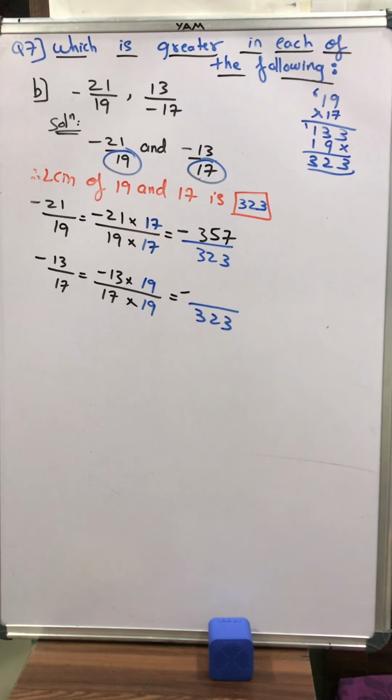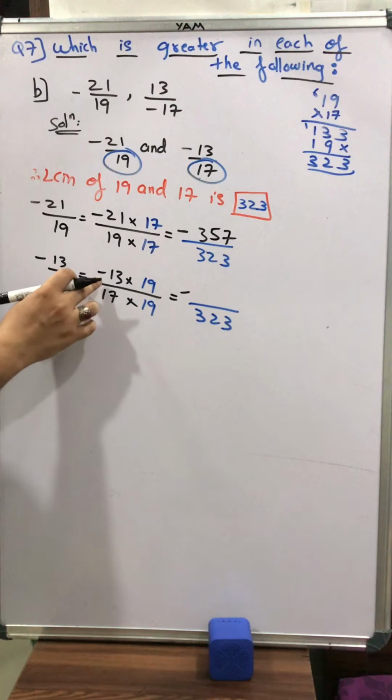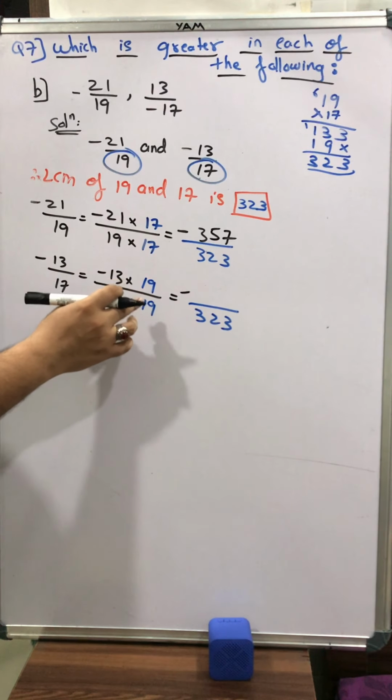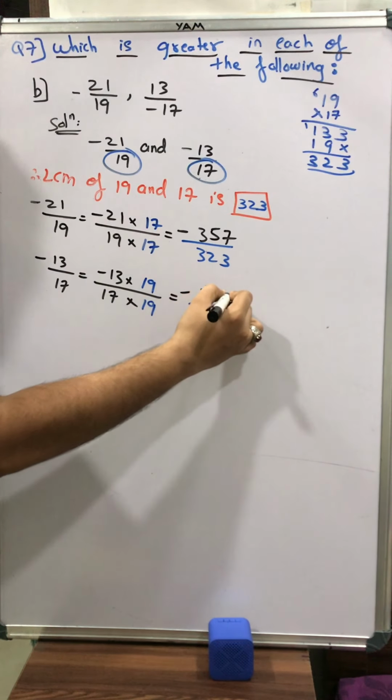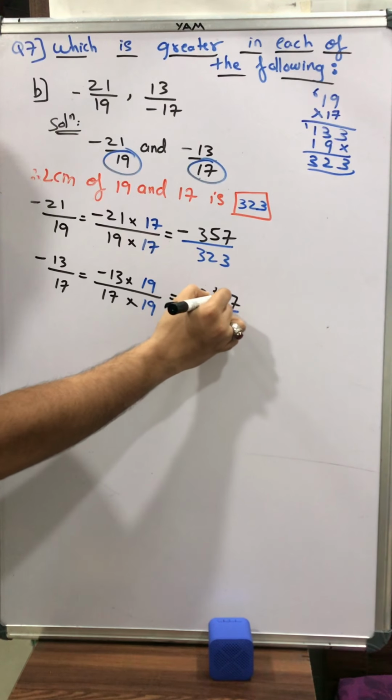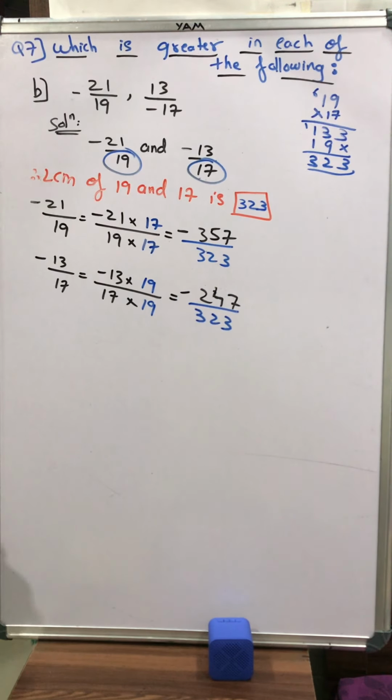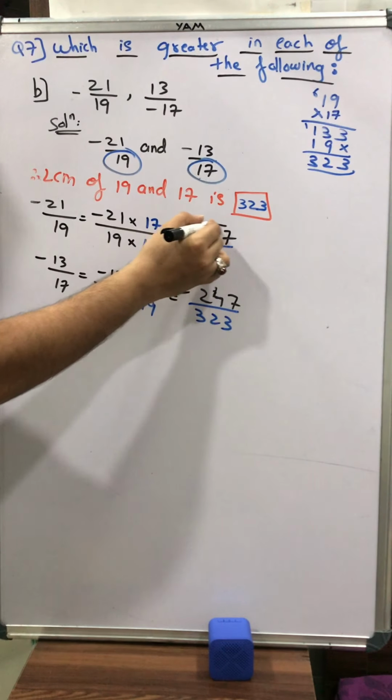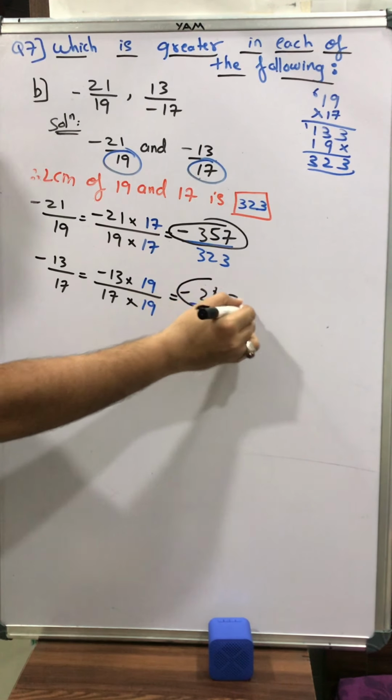357. Okay, and when you multiply 13 with 19, you will get the answer 247. Okay, 247. So now as the denominators are equal, the numerators will make the decision.